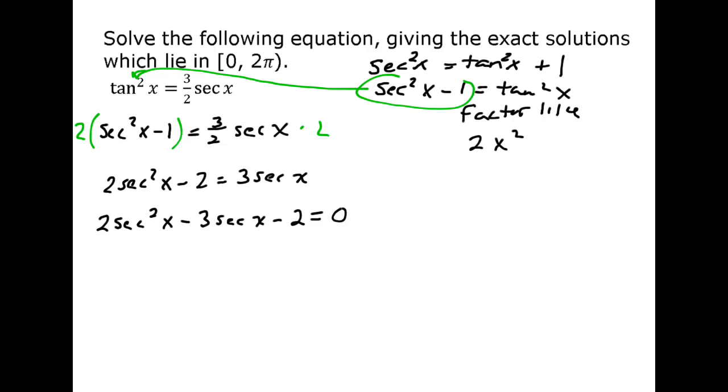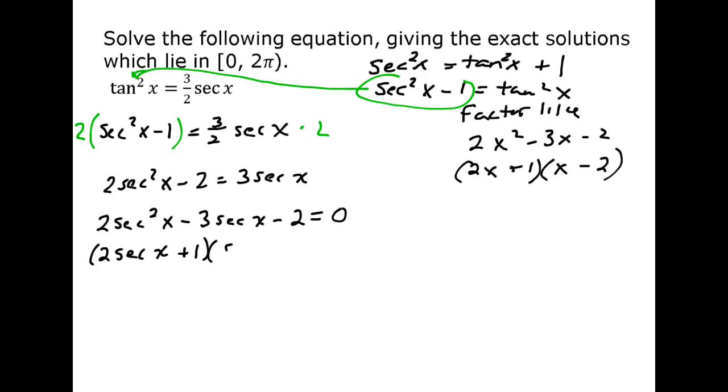So this will factor like 2x squared minus 3x minus 2. So if you go to factor that, you would get a 2x times a x. And so 2x plus 1 times x minus 2. So this will factor as 2 secant x plus 1 times secant x minus 2. Then we can set each factor equal to 0.